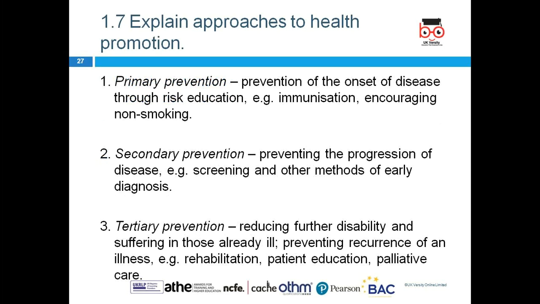So you've got primary prevention, where the prevention of the disease is through education, and also immunization and encouraging things like non-smoking, don't eat too much sugar, and so on. Secondary prevention is to prevent the progression of disease, so screening and so on. And then the third is tertiary prevention. So it's to reduce further disability and suffering from those people that might already have gotten ill, and also to prevent the recurrence of these illnesses. So things like rehabilitation, patient education, and palliative care.